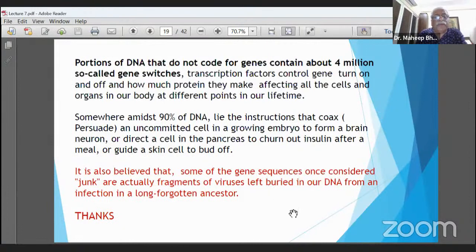See, it is also believed that possibly some genes, scientists have tried to find out where the genes come from or how they appear in our genetic sequence. Well, they believe that some gene sequences once considered junk are actually fragments of viruses left buried in our DNA from an infection in a long forgotten ancestor.